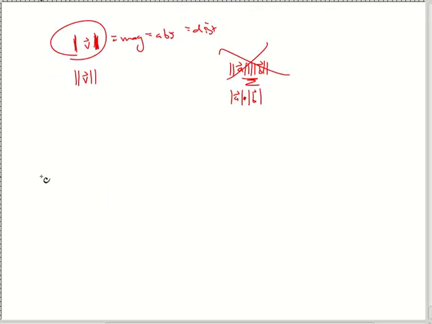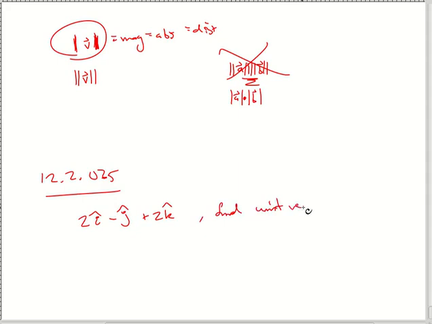Next question, 12.2.025. That's a 2 right there. Okay, so they give me an IJK format vector like this: 2i minus j plus 2k. And they want to find the unit vector with the same direction.